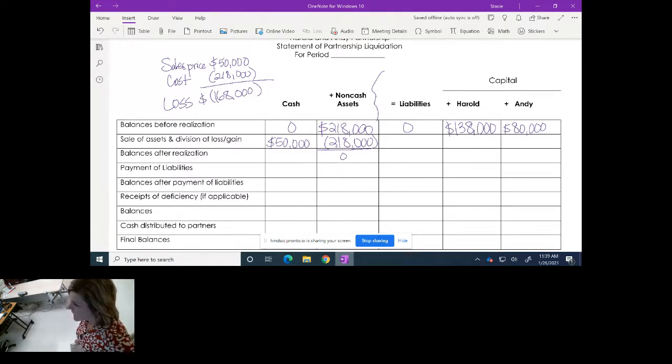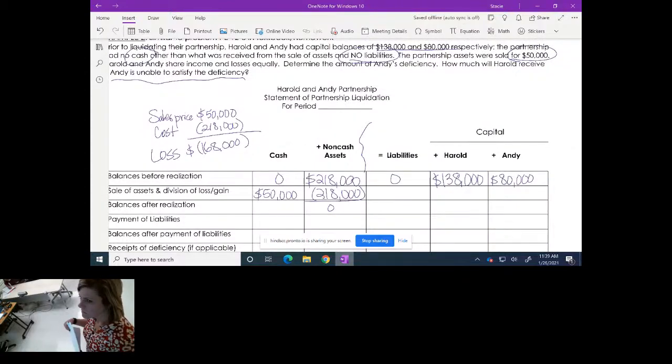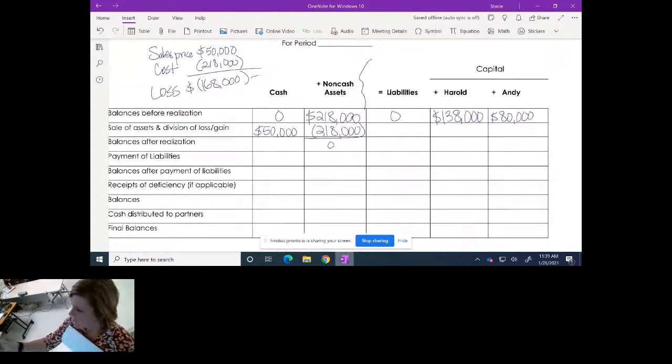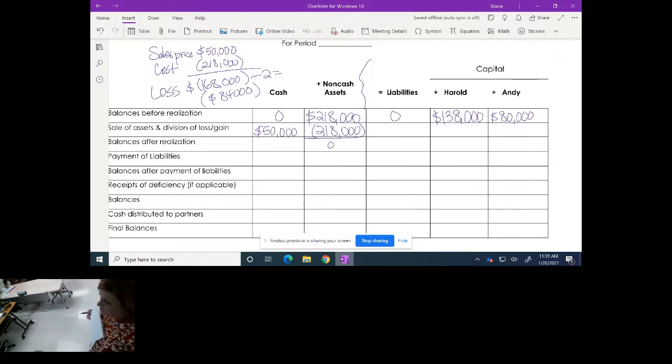All right, so how are we splitting this up? Equally. So if we divide this by 2, what do we get? 84. $84,000 of loss to each partner. And we're going to do that on the same line. This line shows the sale of the assets and divide up this gain and loss. So each one of these guys is going to absorb $84,000.